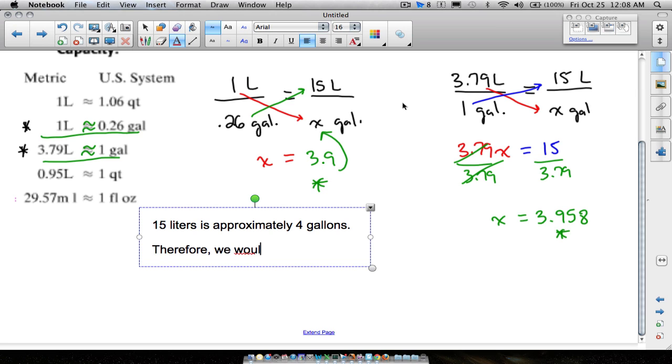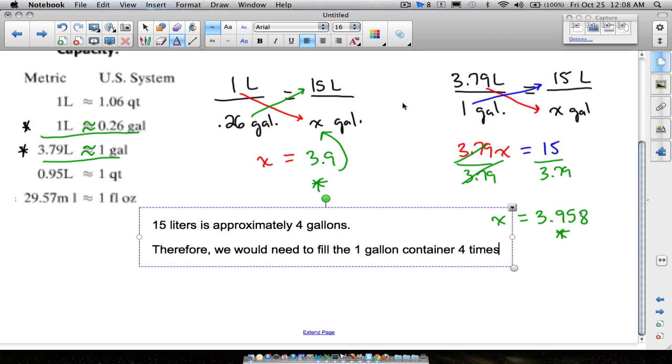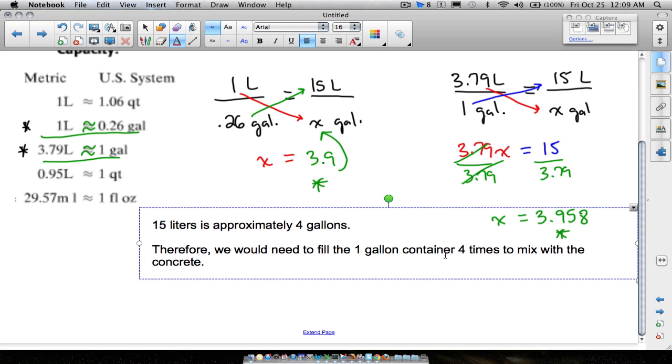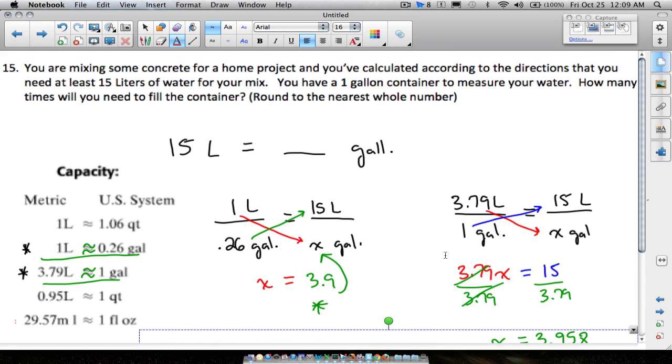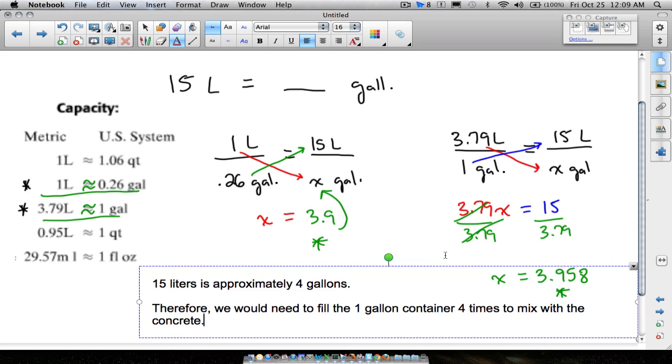Therefore, we would need to fill the 1 gallon container 4 times, because if it's a 1 gallon container, you want to get 4 gallons of gas, or not gas, but 4 gallons of water. You're going to have to fill it 4 times to mix with the concrete. I think it might have said cement. No, it said concrete, so we're good. But yeah, that's it for that one.